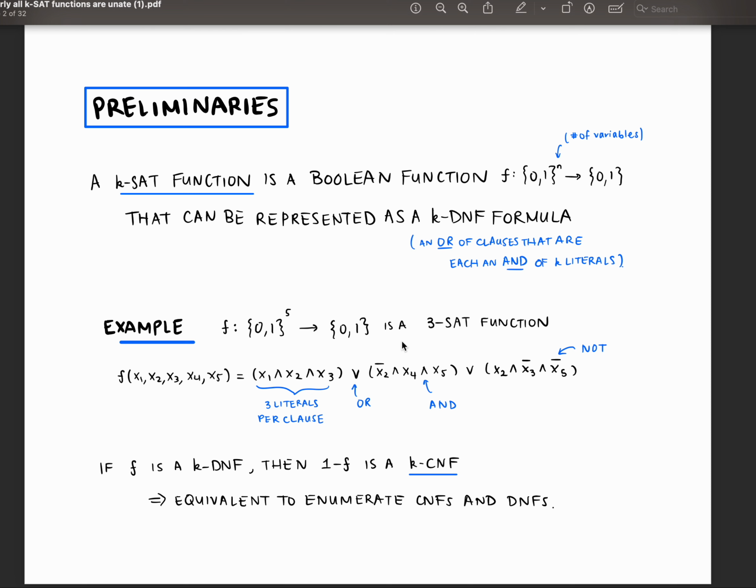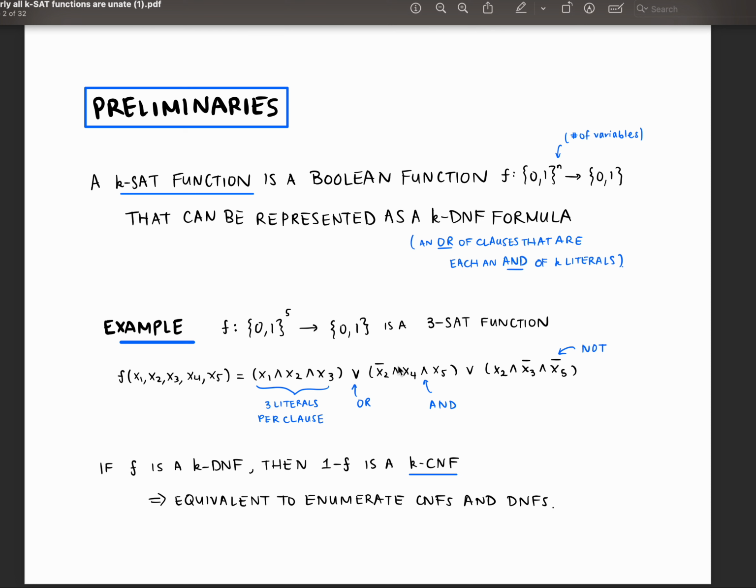So what this means is that in order for this function f to evaluate to true, there must be at least one clause such that all of the literals in that clause evaluate to true. You can see that we have literals that correspond to the positive version of variables, and this line on top means that we negate the variable.